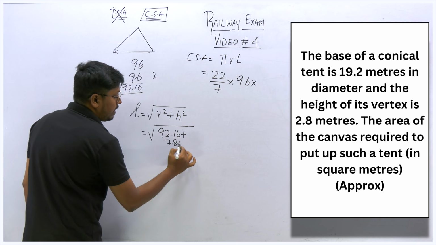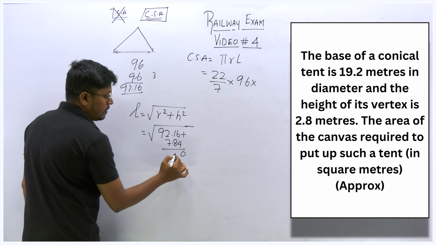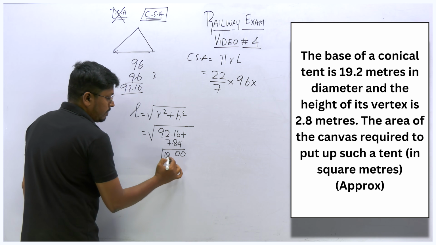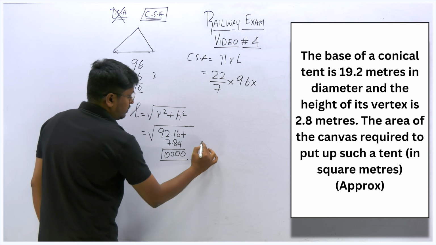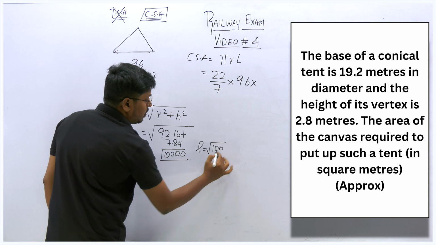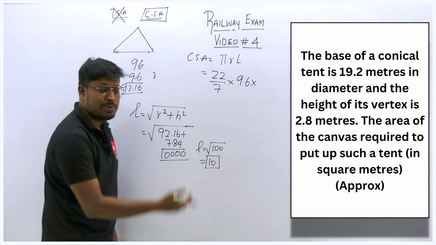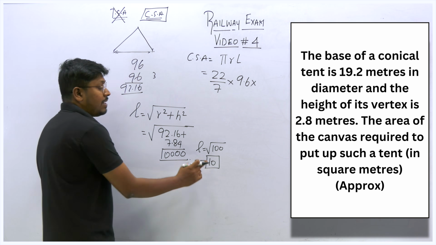Adding 92.16 and 7.84 gives 100. So L is equal to square root of 100, which is 10. All the values are in meter. So we got L equal to 10.